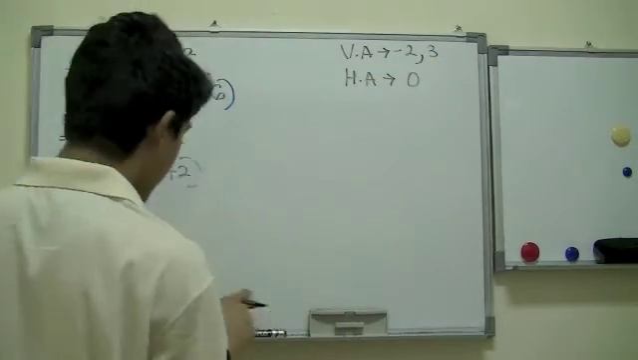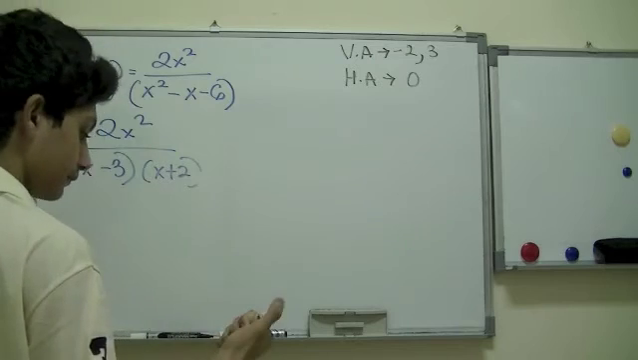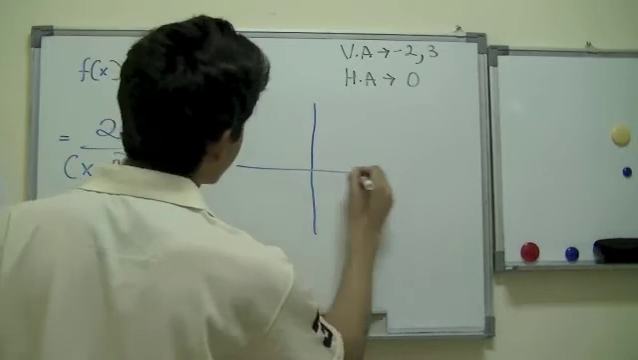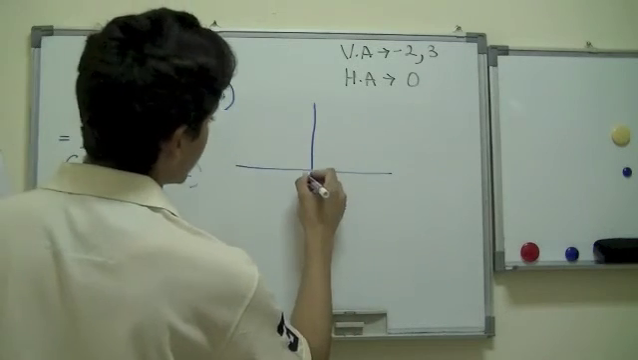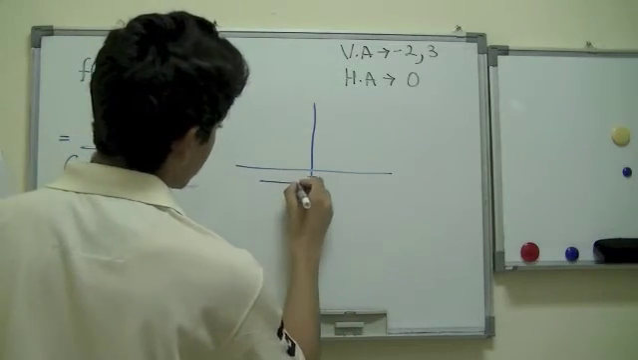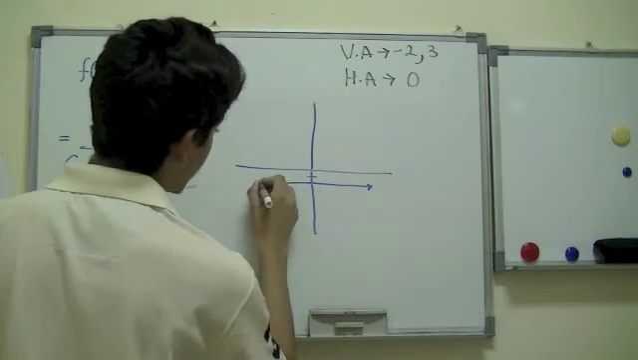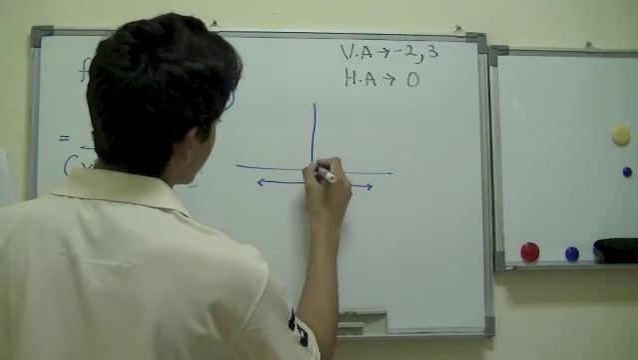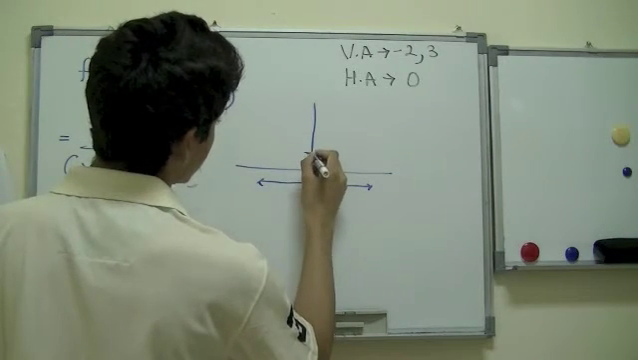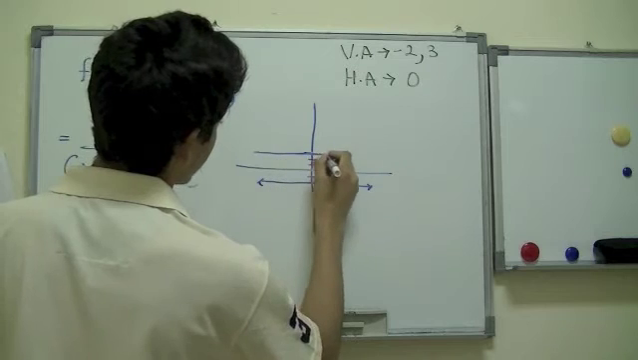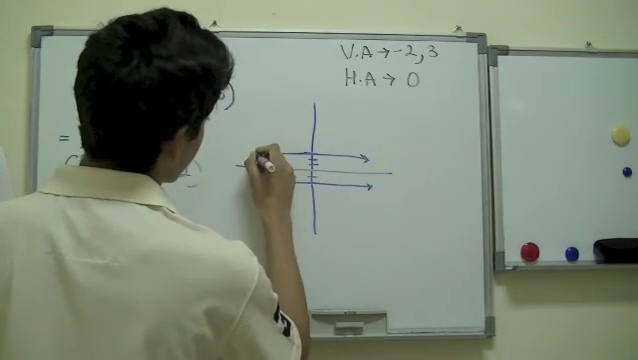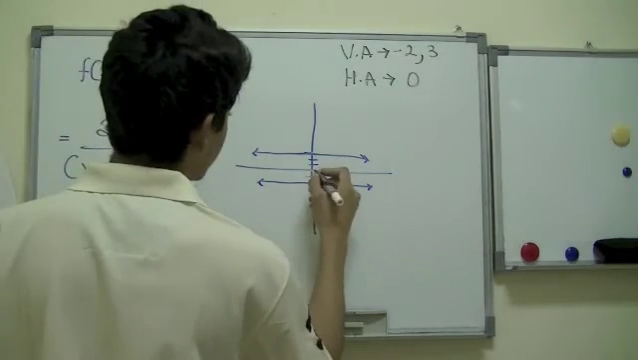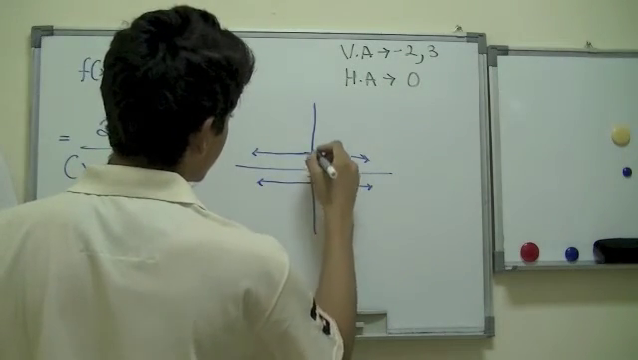Now how does it look on the graph? If we try to graph this, you have a vertical asymptote at negative 2. Right here is the vertical asymptote. The line will never touch this line. Then you have it at 1, 2, 3. Again, this is a rough diagram of the actual graph. And the horizontal asymptote is this over here.